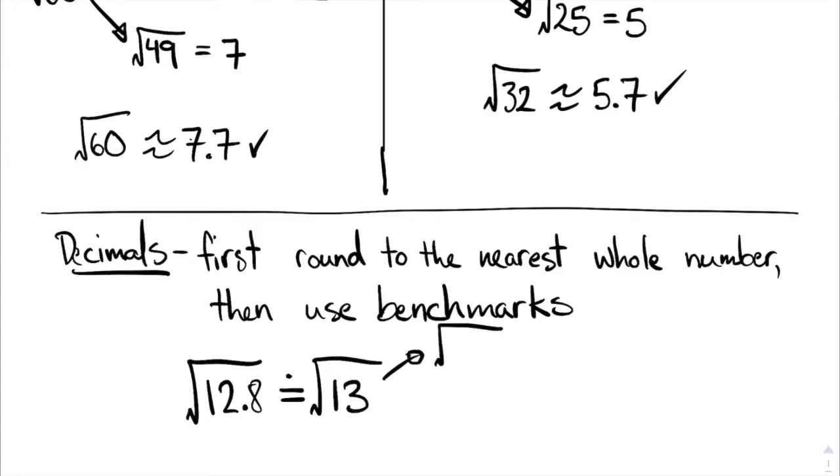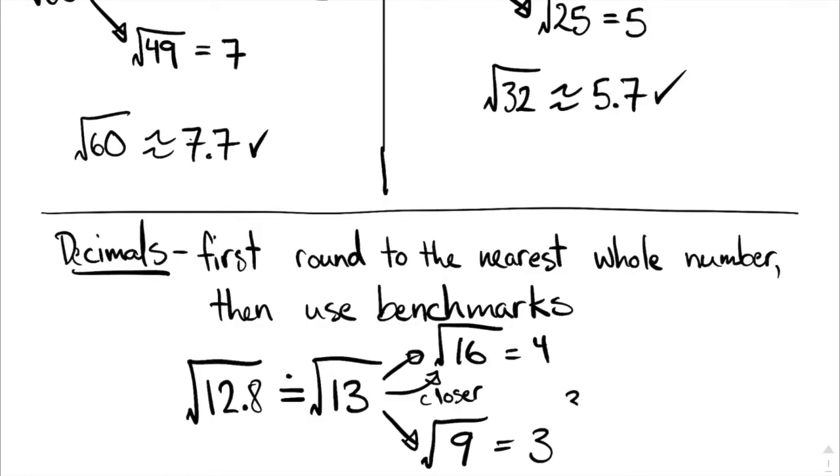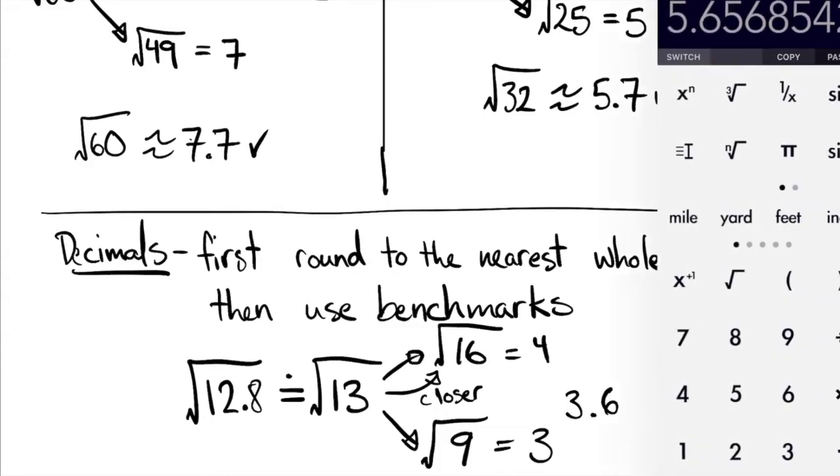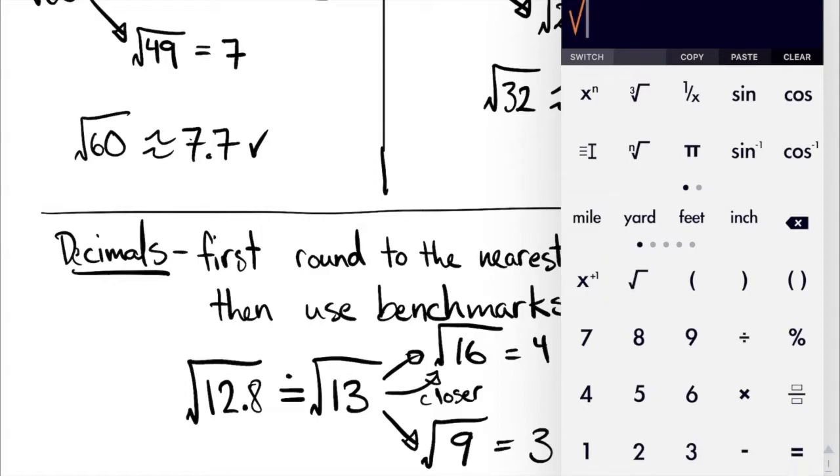The next closest perfect square to 13 is 16, and below it is 9. Now 13 is closer to 16 than it is to 9. It's only 3 away from 16. It's 4 away from 9. So it is pretty close to the middle, but it's not exactly. So I would say it's about 3.6, because it will be closer to 4 than it would be to 3. So my estimation for the square root of 12.8 would be about 3.6, which if I check it with a calculator, that's exactly what I find.